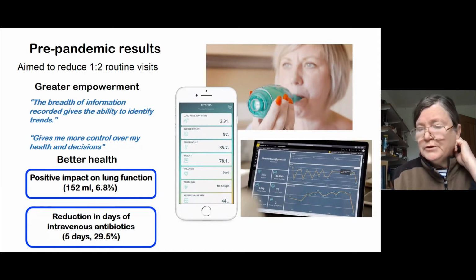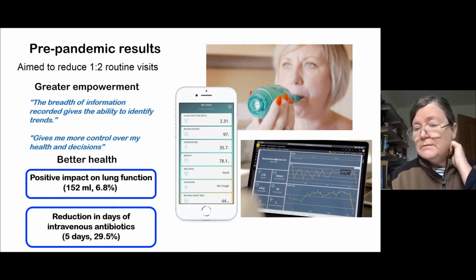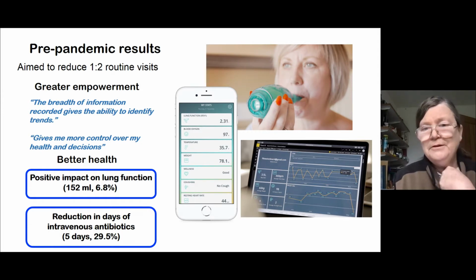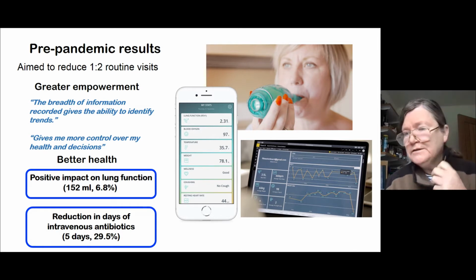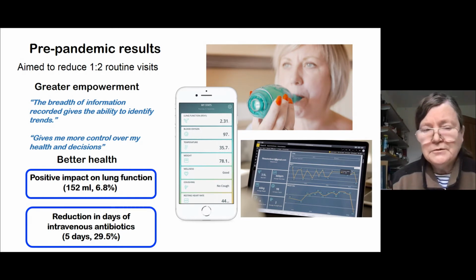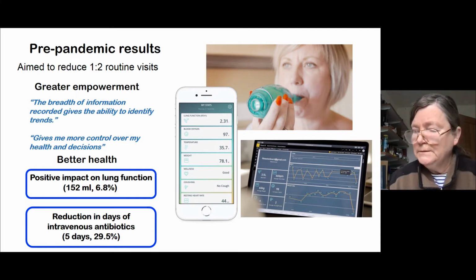And this is pre-pandemic, because the pandemic caused a little bit of havoc for us. But the data came through showing that there was actually a positive impact on lung function, and there was a reduction in the number of intravenous days of antibiotics. And on the right-hand side, I've shown one of our star patients, who's actually our PPI lead for the AI program. The mobile phone shows the data that they receive. They can also track back and see trends themselves. And on the right-hand side is the physician's portal, which the nurses can see.